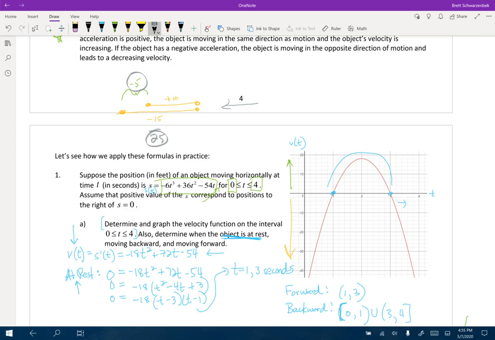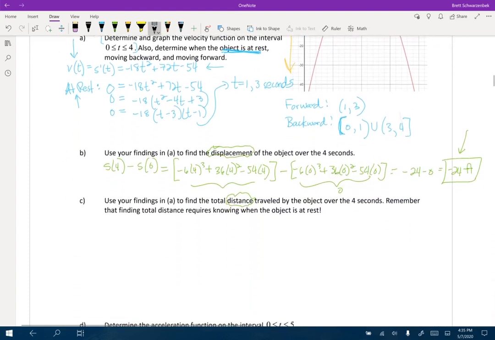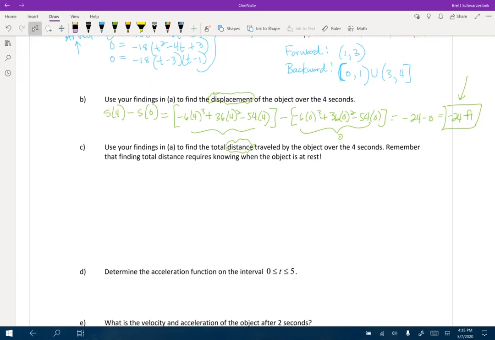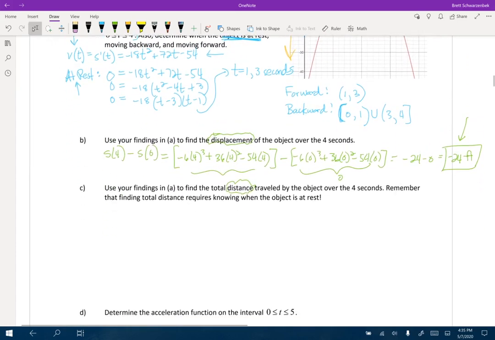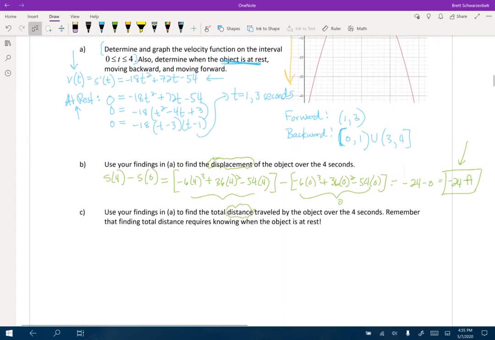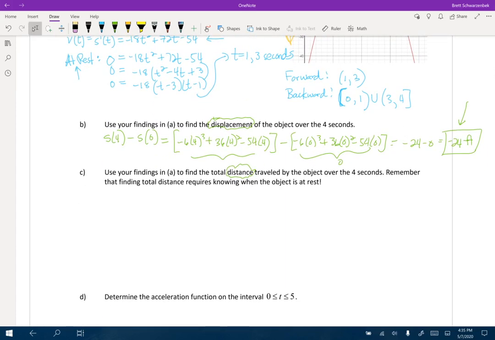What do we need to do? We essentially forget negatives and we just add the absolute value of each one of these and get 10 plus 15 is 25. So displacement and distance are different. So we need a way to be able to calculate that in a problem just like this without having to use props or diagrams to do it. So first of all, it says, remember that finding the total distance requires knowing when the object is at rest.